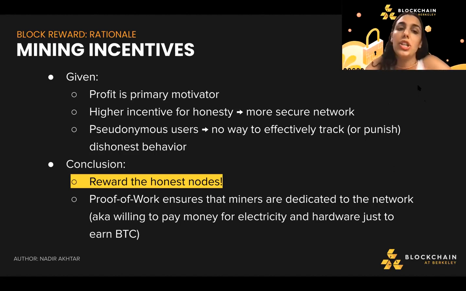And so the conclusion here is to reward the honest nodes, and proof of work ensures that miners are dedicated to the network. I think in an earlier lecture we went over how miners stay committed to the network through proof of work. They're proving that they're willing to pay money, electricity, and hardware just to earn Bitcoin. So it's a pretty solid plan.